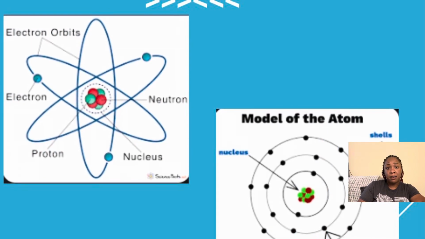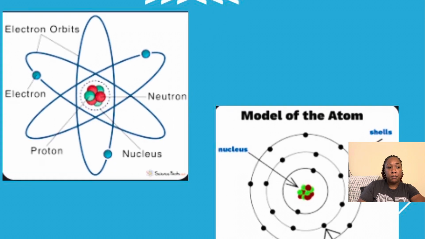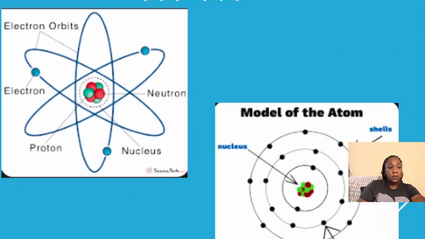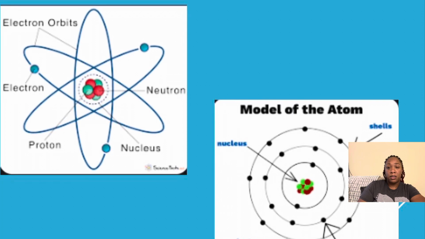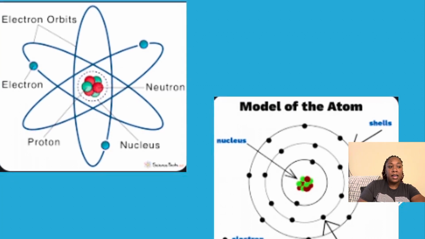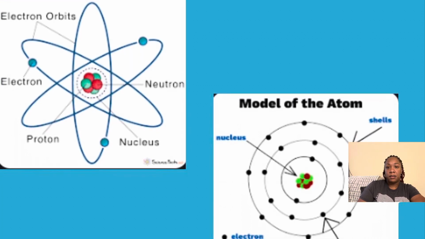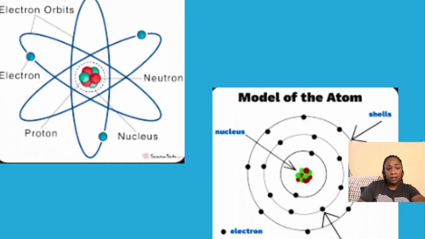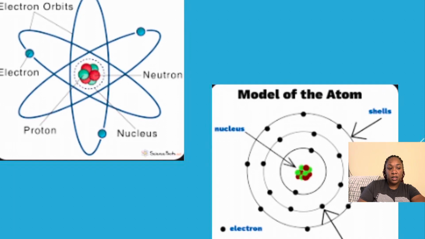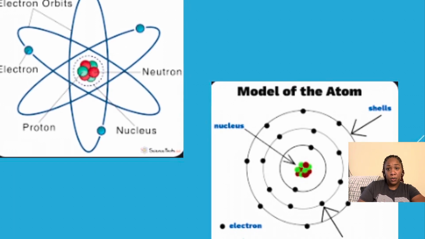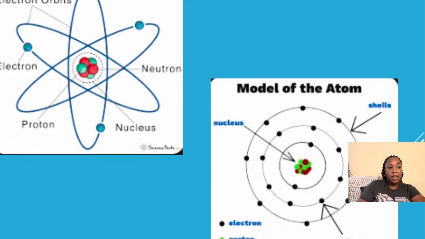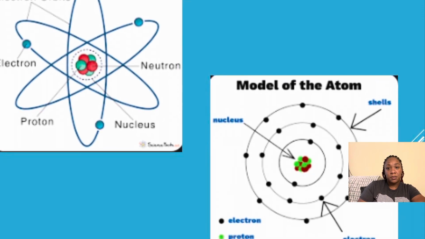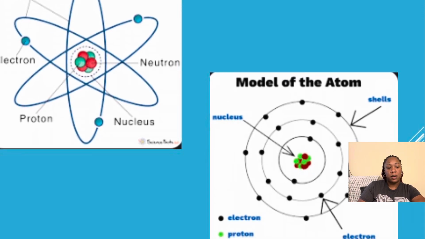These diagrams show different models of the atom. There's one on the right, there's one on the left, and the whole point of this, or the basic idea, is that the protons and the neutrons are in the center and the electrons are in orbit, so they're going around the nucleus, and the nucleus is positively charged because of the presence of the protons.